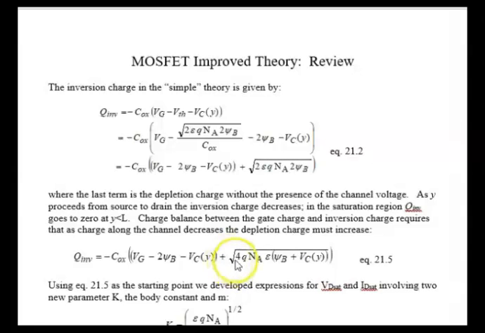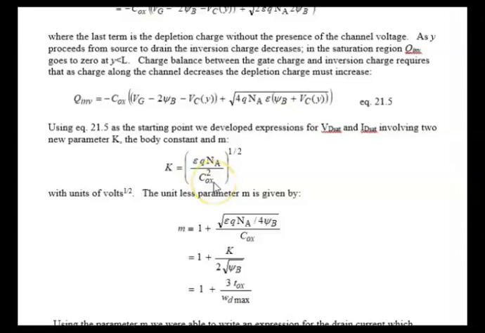And what we did, we were able to go through all the algebra and a little bit of calculus, not very demanding, and we developed two parameters, K, the body constant, and M.